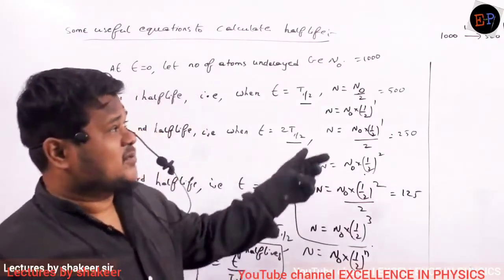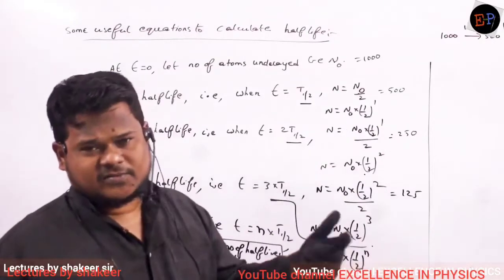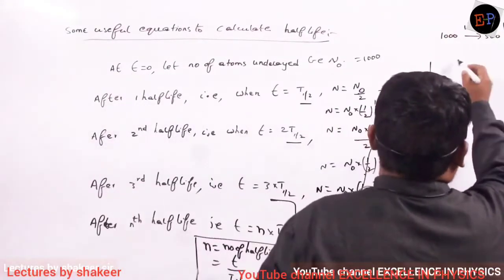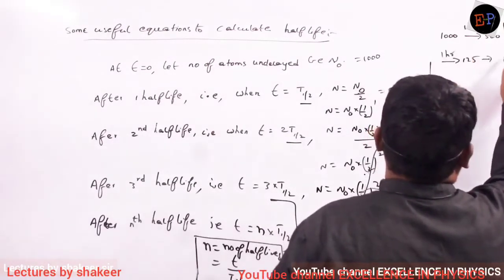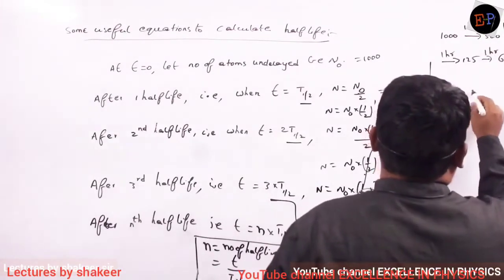Okay? So to become 250 to 125 also takes 1 hour, and 125 to 62.5 also takes 1 hour. This is called the half-life. Okay? So write down: 250 to 125 takes 1 hour, and 125 to 62.5 also takes 1 hour. Therefore, what is the note point we have to write?